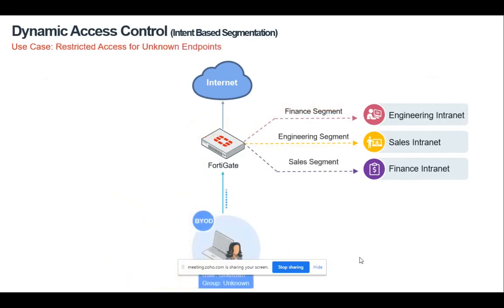And lastly, in this example, someone is visiting the office. As this is an unknown endpoint, they might be granted access to the internet, but will be denied access to any of the critical subnets.